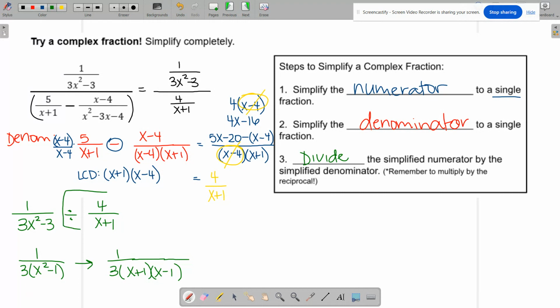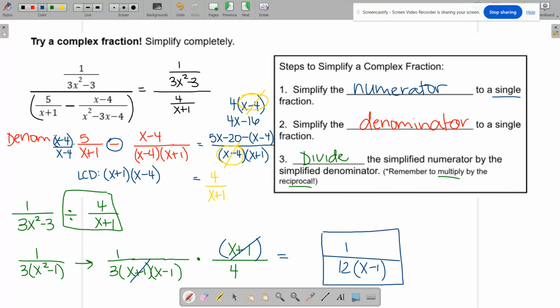And then to divide by 4 over x plus 1, that's the same thing as multiplying by the reciprocal. So we can multiply by 4, which is going to jump to the denominator, and x plus 1 will be in the numerator. So to simplify this, I see I have an x plus 1 factor in the denominator and in the numerator. So those will simplify to 1. So that means for my final answer, the numerator is 1 over 3 times the quantity x minus 1 times 4. So I'll go ahead and do 3 times 4 to get 12, and then we have the quantity x minus 1. And this would be our final simplified answer.